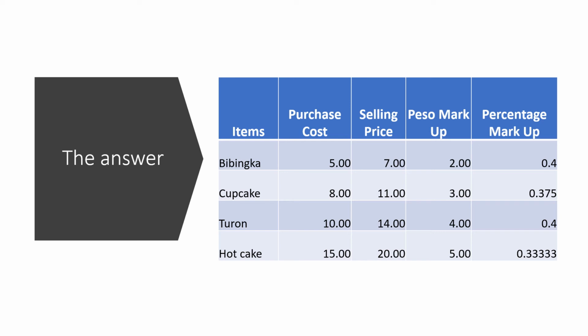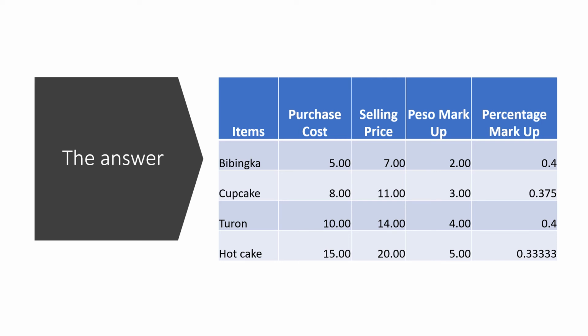The peso markup for bibingka is 2 pesos. How did you get that? Selling price minus purchase cost. So, 7 minus 5 is 2. For the cupcake, the selling price is 11 minus the purchase price or the cost, which is 8 pesos. So, you have a peso markup of 3 pesos per cupcake.